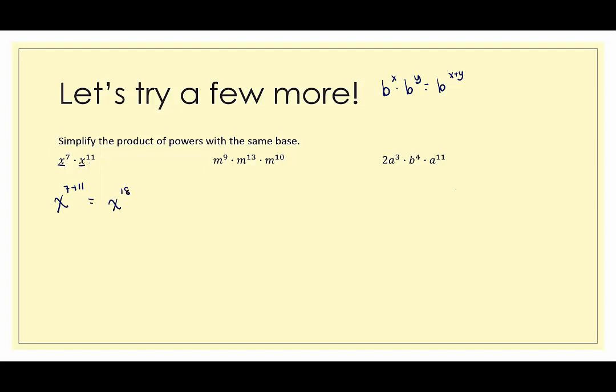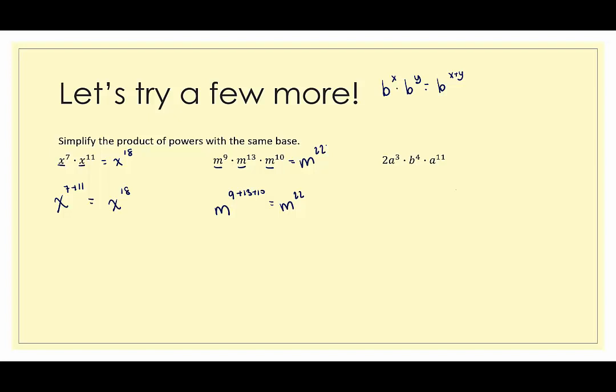So we would say x to the 7th times x to the 11th. That's actually going to be 18 factors of x. In the middle, m to the 9th times m to the 13th times m to the 10th. They all have the same base. They all have that base m. So this one's going to be m to the 9 plus 13 plus 10, which would be m to the 22. So in this one, if you were to expand it, you would be writing m 22 times.